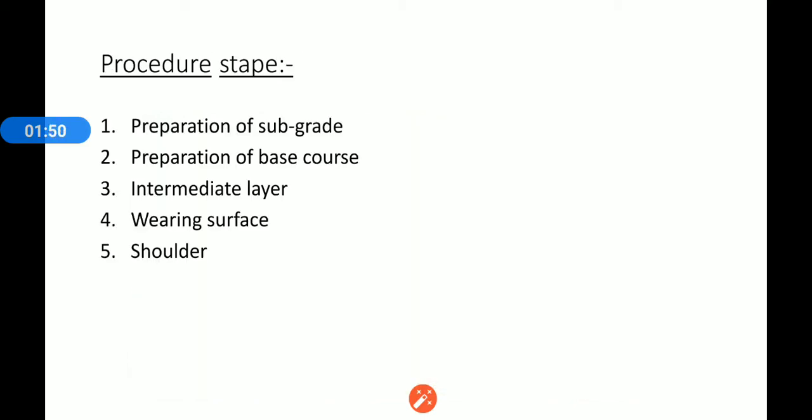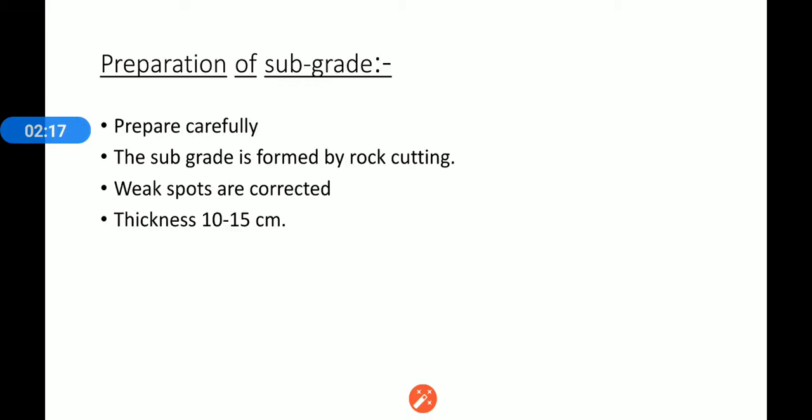Now next, procedure steps. In the procedure, there are 5 points. The first point is preparation of subgrade, the second is preparation of base course, the third one is intermediate layer, the fourth one is wearing surface, and the fifth one is shoulder. Now we see this procedure step by step. First, preparation of subgrade.